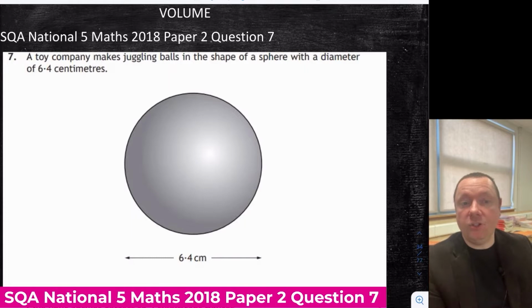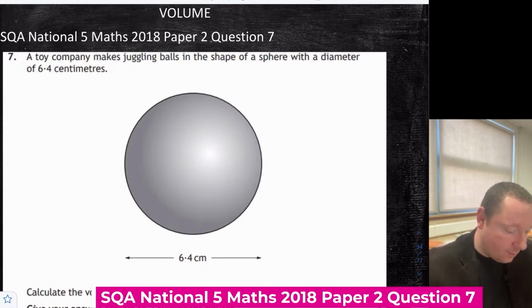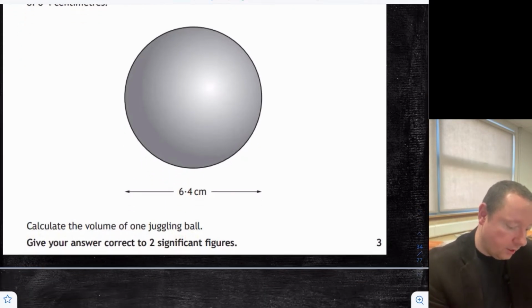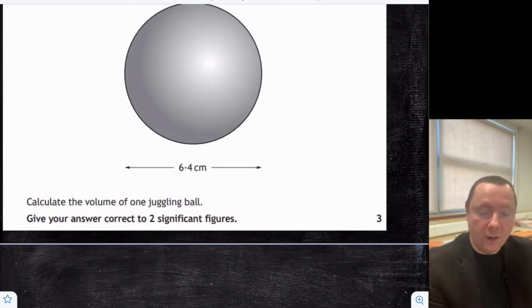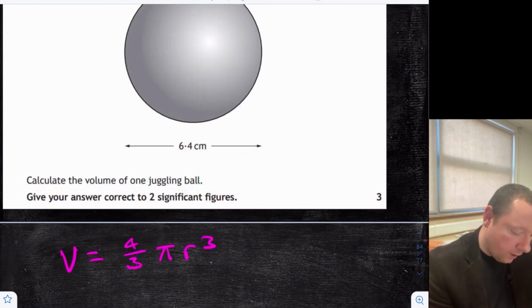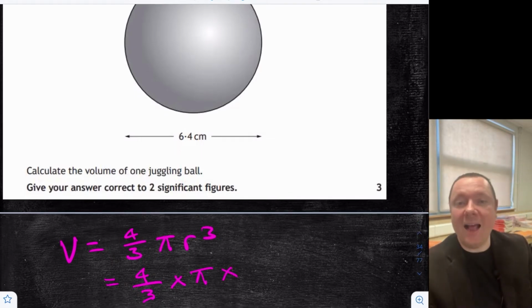SQA National 5 Maths 2018, Paper 2, Question 7. A toy company makes juggling balls in the shape of a sphere with a diameter of 6.4. Calculate the volume of one juggling ball. Give your answer to two significant figures. Quite a simple question. You need to use the volume of a sphere, 4/3 pi r cubed. So that's 4/3 times pi times, and you need to remember to half that diameter.